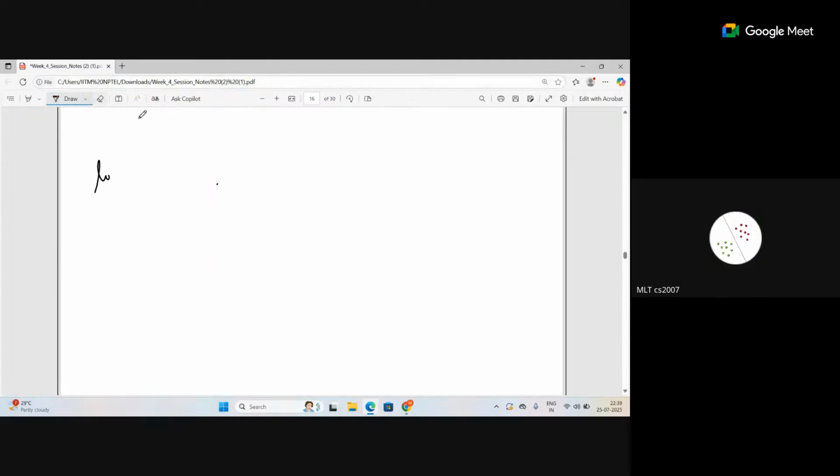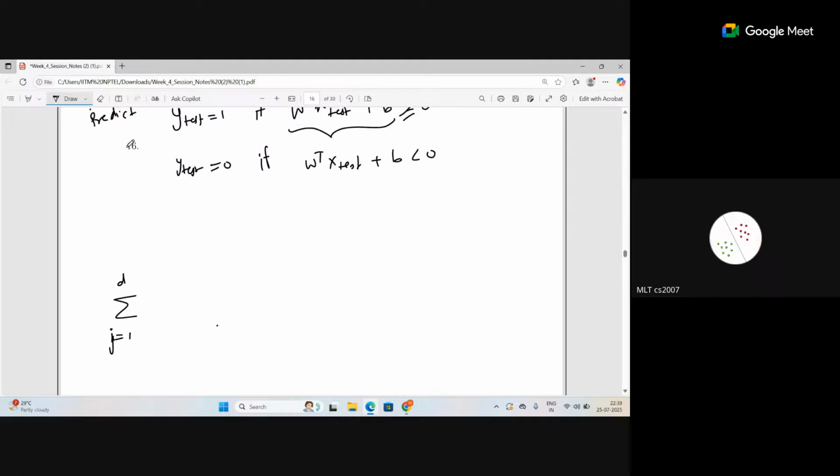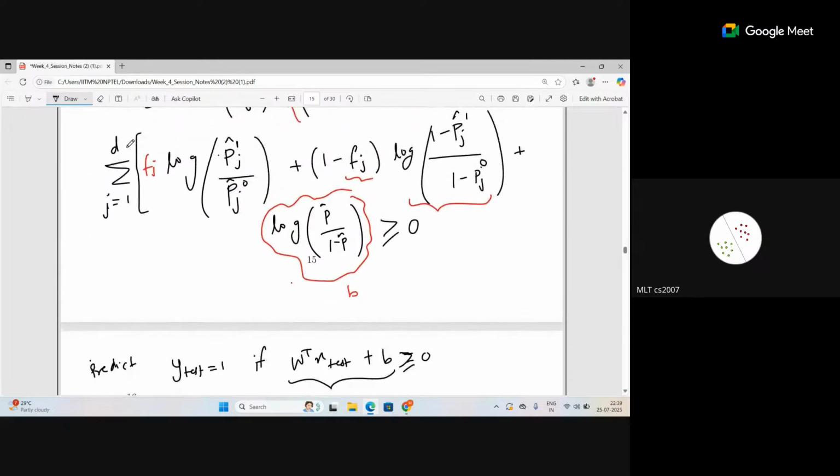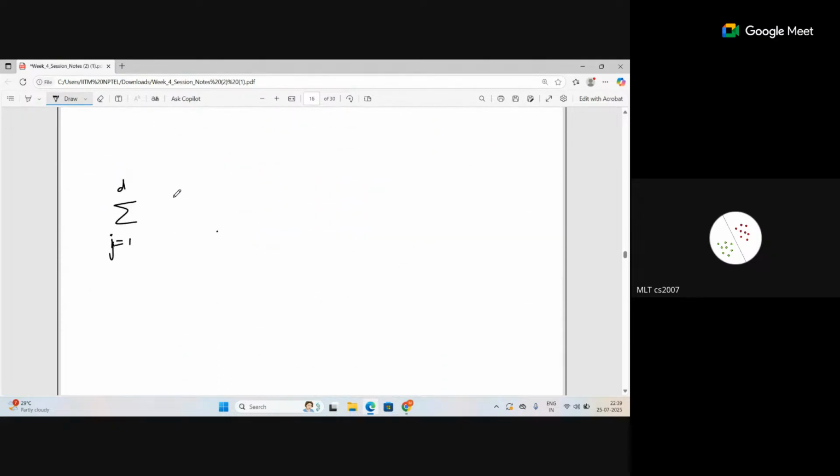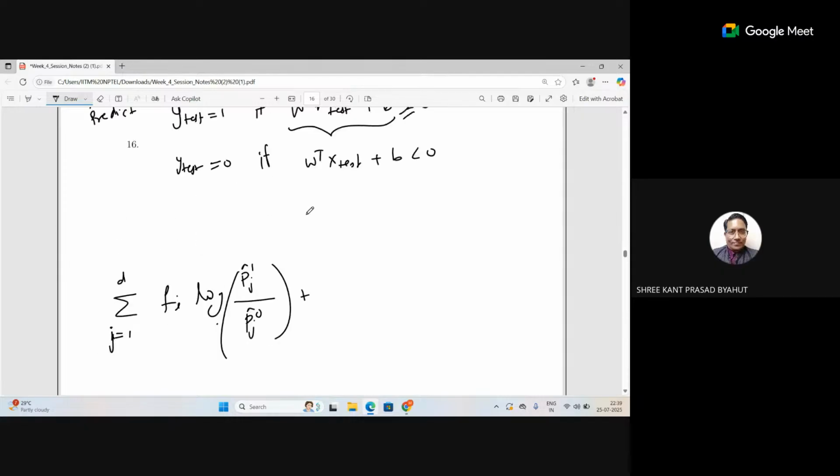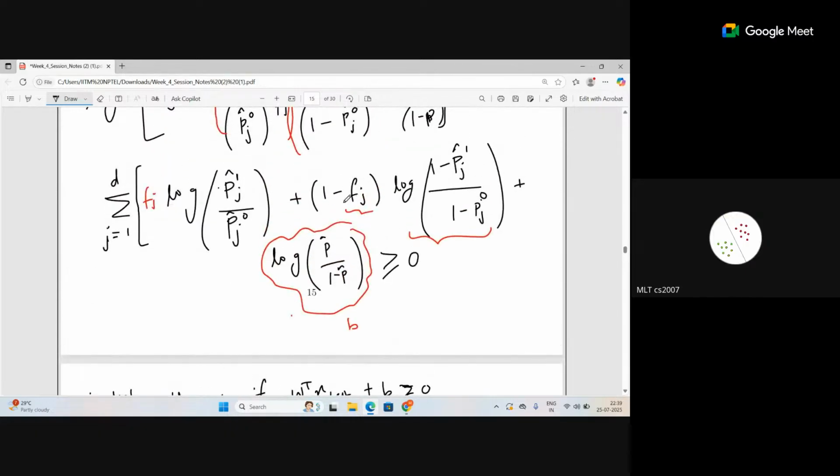Sorry, it's not log. The above function was the summation of j equal to 1 to d. The first part was fj times log of pj 1 hat divided by pj 0 hat. Then plus what? If I do that, it will be minus, basically minus of fj. This quantity will be this plus fj times this, right?